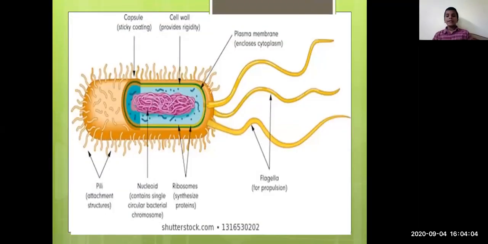You can see the bacteria cell. The three tails are called flagella. Capsule, sticky coating, cell wall. The small hair-like structures you can see on the exterior of the bacteria cell are called villi. The inside pink color part is called the nucleoid, and you can see ribosomes, cell wall, capsule, and plasma membrane in the interior of the cell.